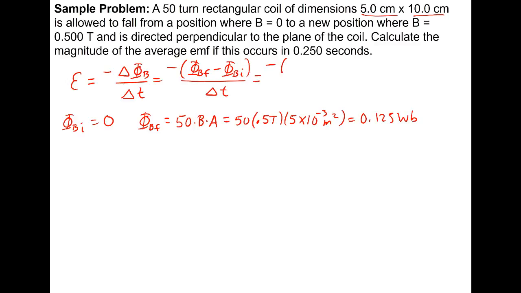Okay, so this means that I'm going to have negative 0.125 Webers minus 0 divided by 0.250 seconds. So the magnitude of this is going to be 0.5 volts, but because of that negative sign, like we talked about before, it's going to be a clockwise current. And so we'll talk more about this in the next lecture, where we discuss Lenz's law, which tells us the direction of the induced current that happens as a result of Faraday's law.